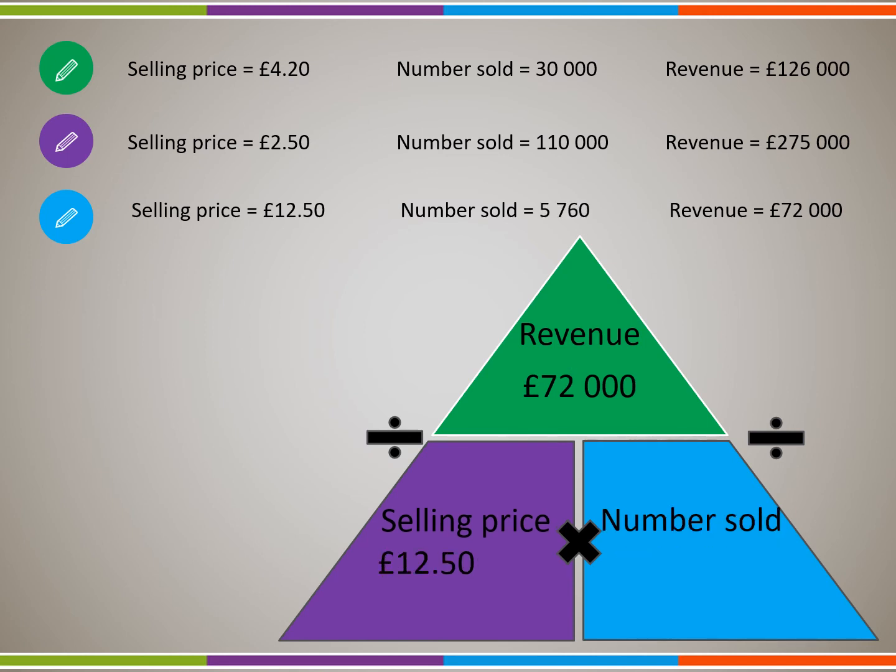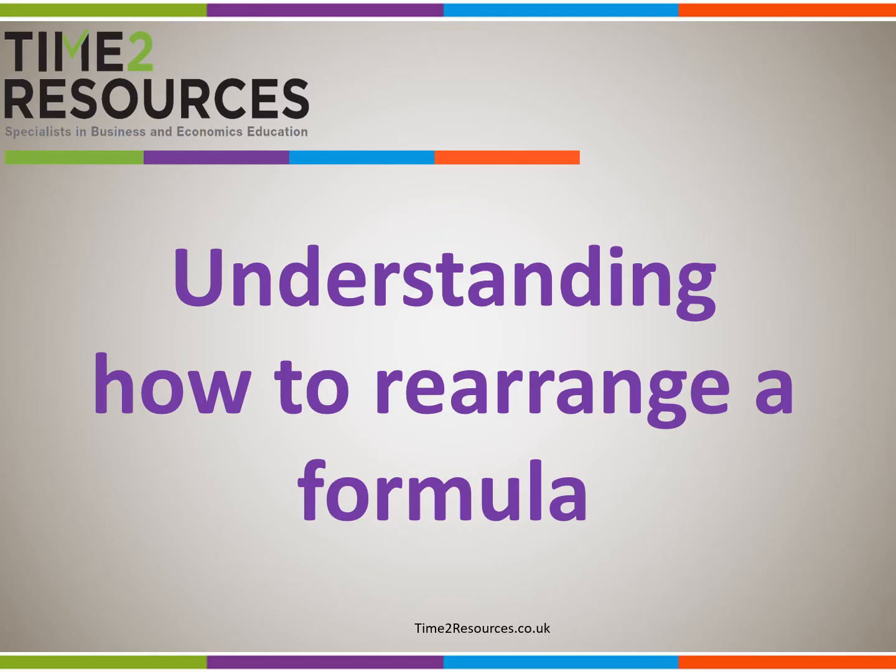In our third example, we knew the revenue of 72,000 and the selling price of £12.50, so we divided the two figures to get the number sold. The number sold was 5,760 units. Hopefully you can see by using this triangle it is easy to rearrange formula. This could be used for revenue, capacity utilisation, price elasticity of demand, lots of examples.